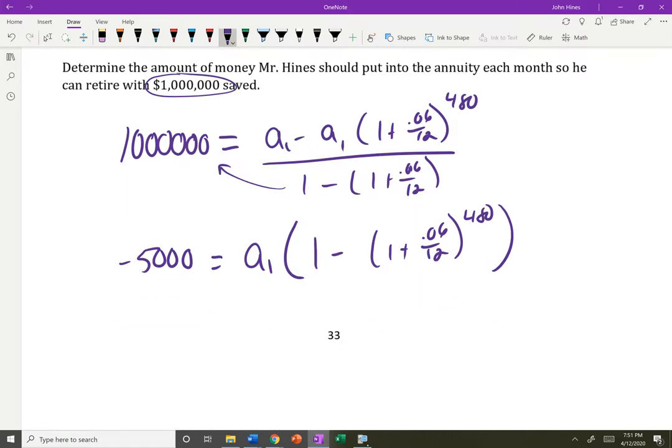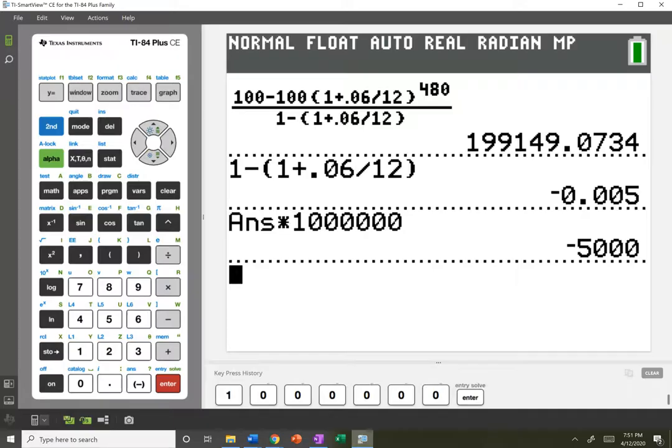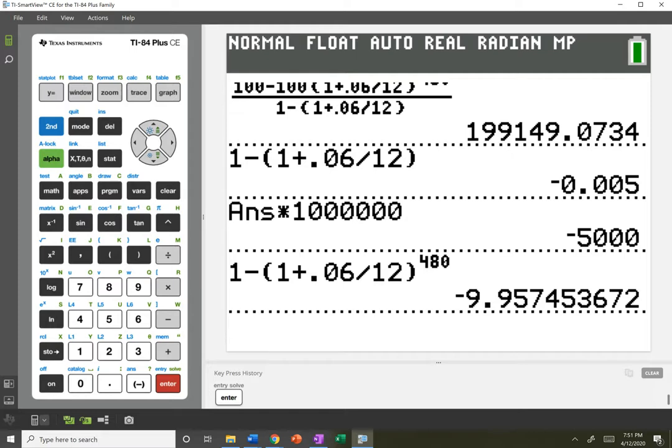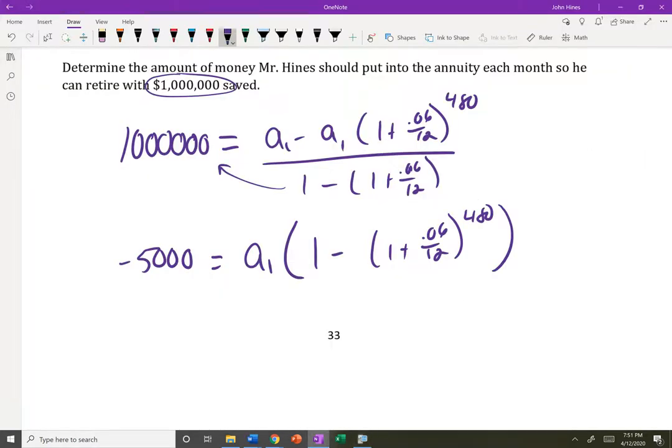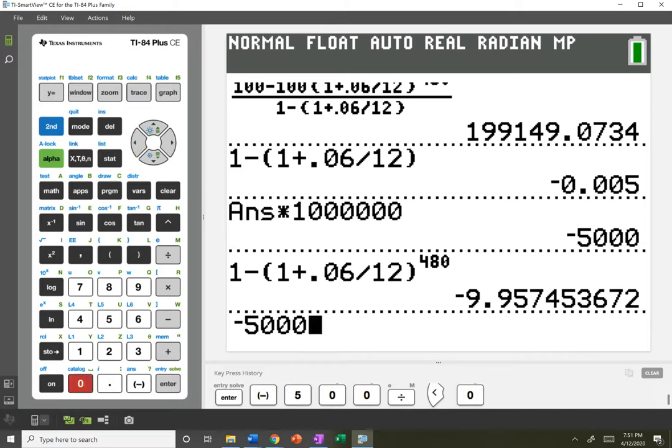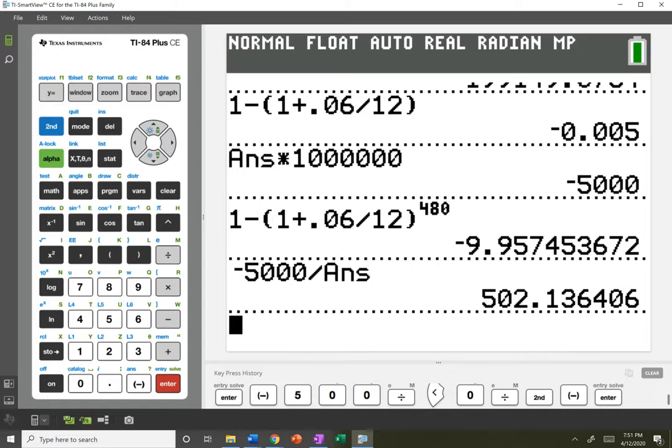So now I can type this crazy expression in and divide it over. 1 minus parentheses 1 plus 0.06 divided by 12, close it to the 480. That's what's on the other side. So negative 5,000 equals A1 times that. So I need to do negative 5,000 divided by that answer. And that gives me how much I need each month.